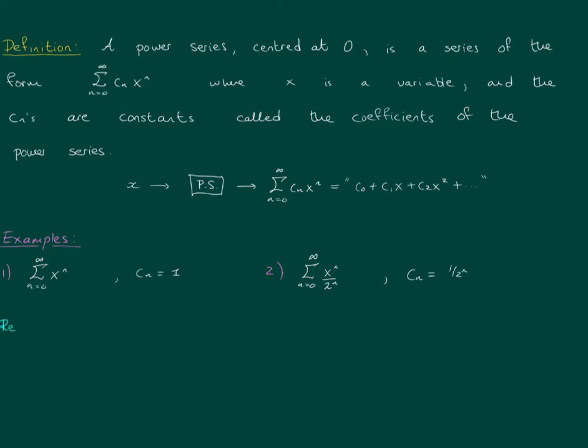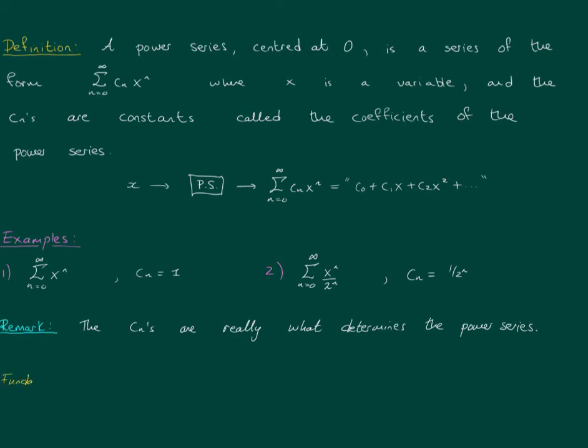Okay, so remark, the c_n's are really what determines the power series. So different c_n gives you different series. You always have this x to the n, but it's the c_n that controls which series it is. So different c_n's give different series.